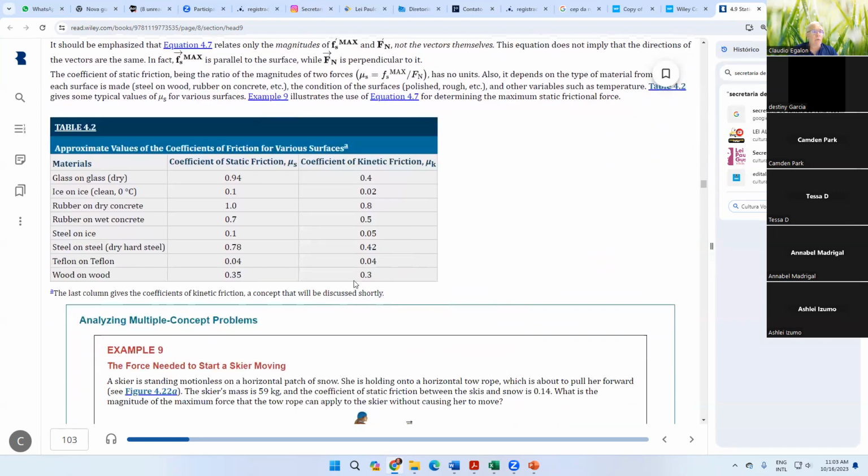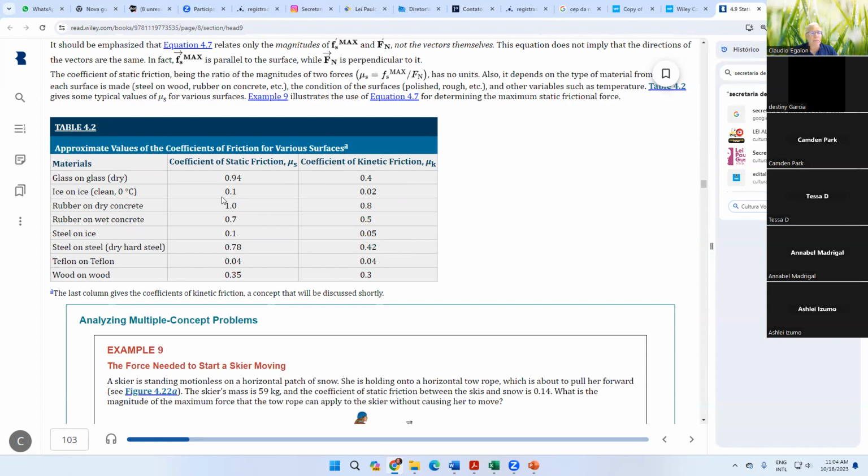Here you go. Here's a table of the coefficient of static friction. If you put two pieces of glass that are dry, okay? If you put water, the friction is going to be different. The coefficient of static friction is going to be 0.94, and the coefficient of kinetic friction is going to be 0.4. Remember, I told you static friction is greater or equal than kinetic friction.